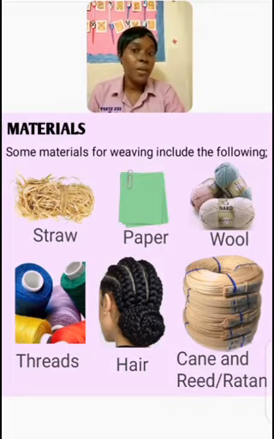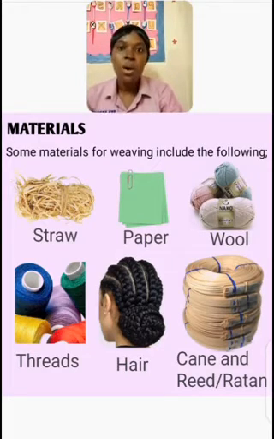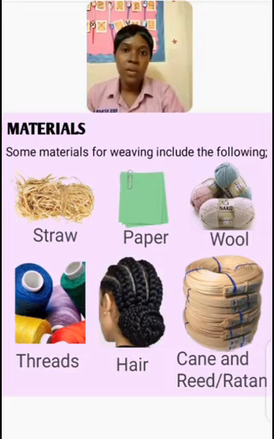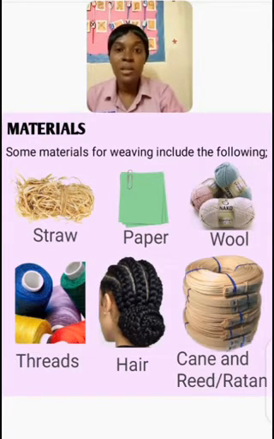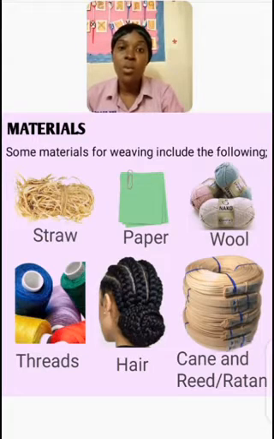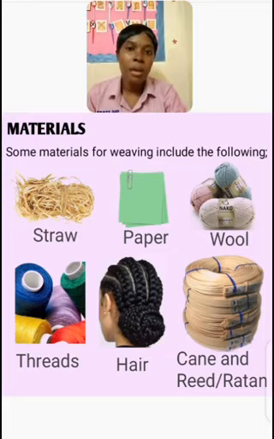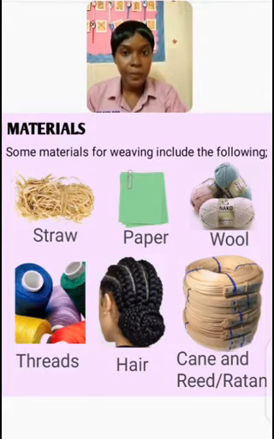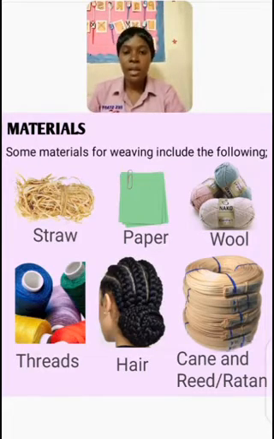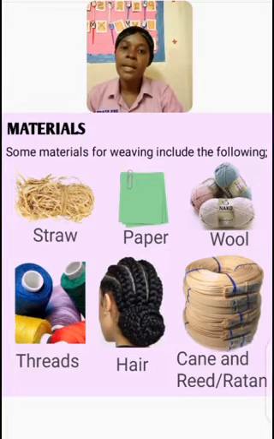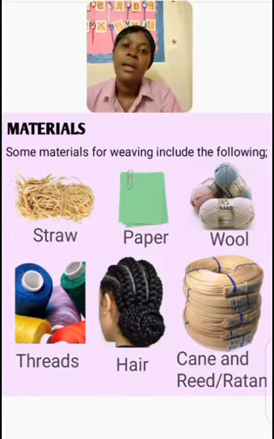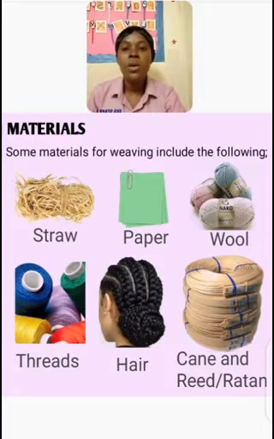So if I ask you what materials are used for weaving, and you want to tell me it's cane or reed, you can simply say rattan. I will understand. Is that okay? Okay. So these are some of the materials that we can use for weaving.